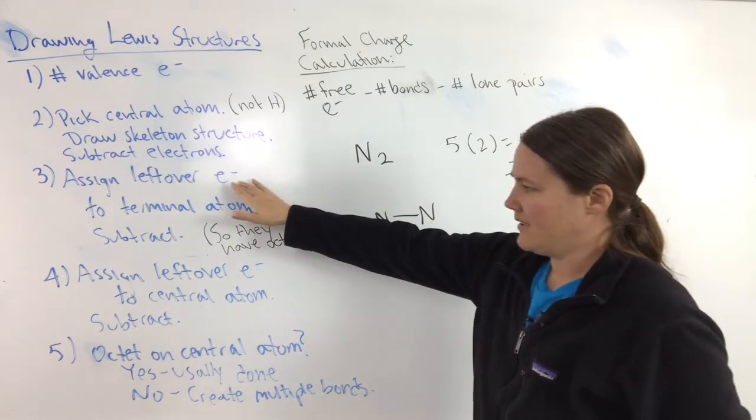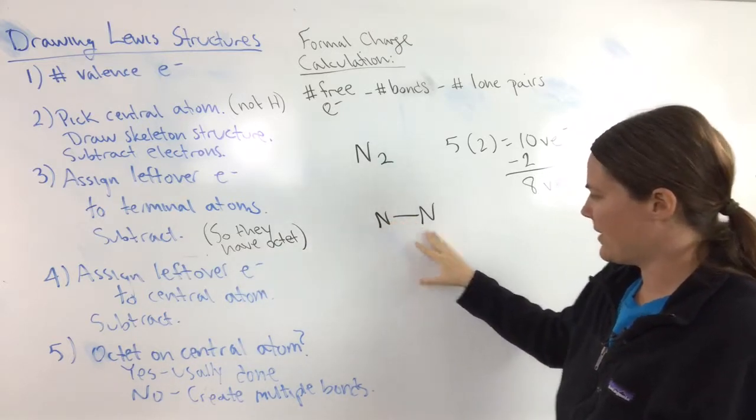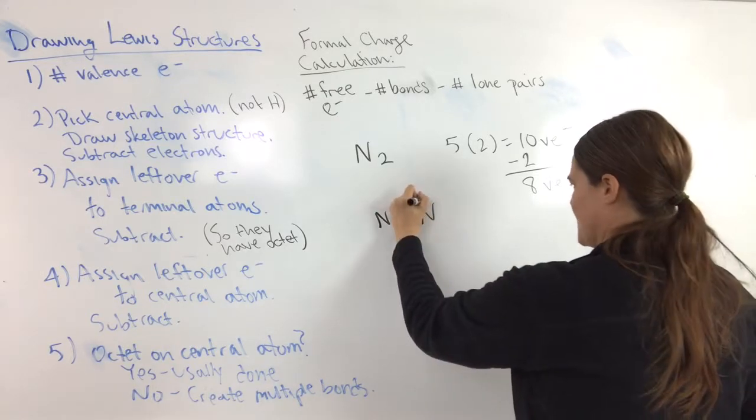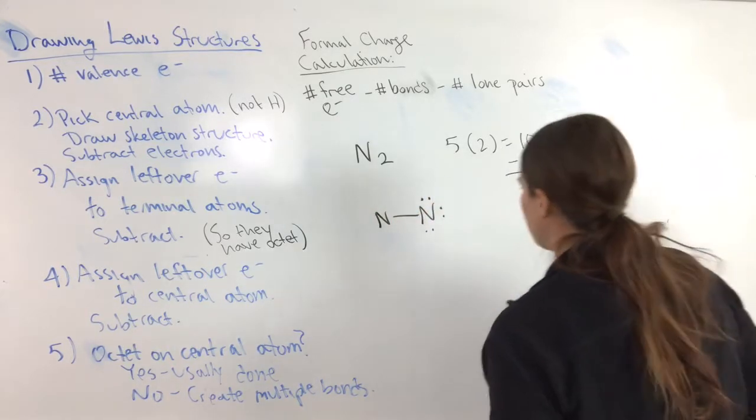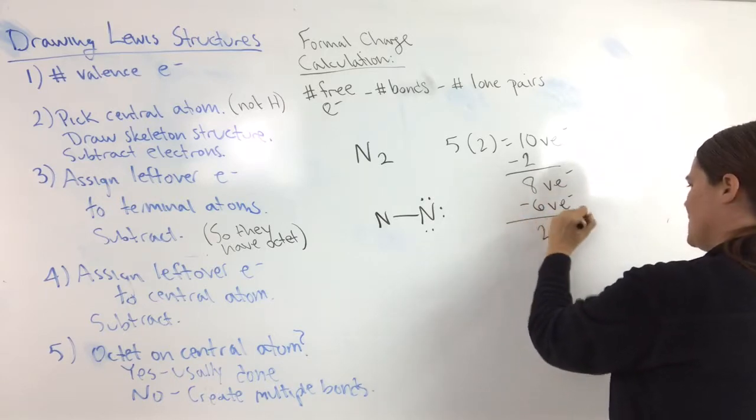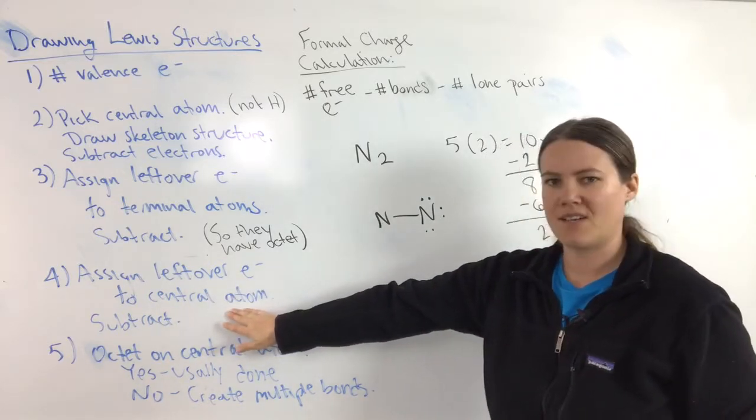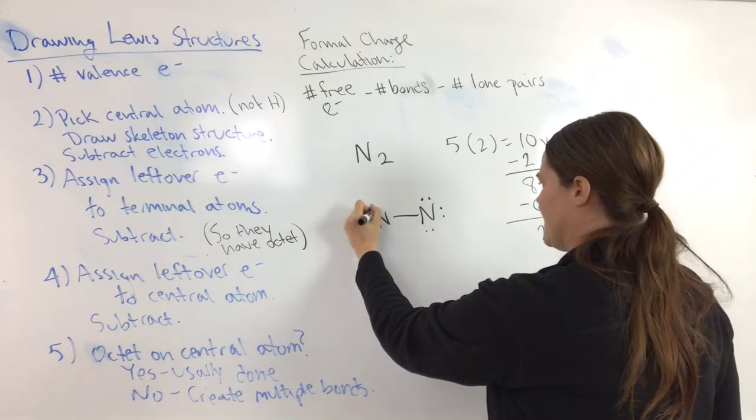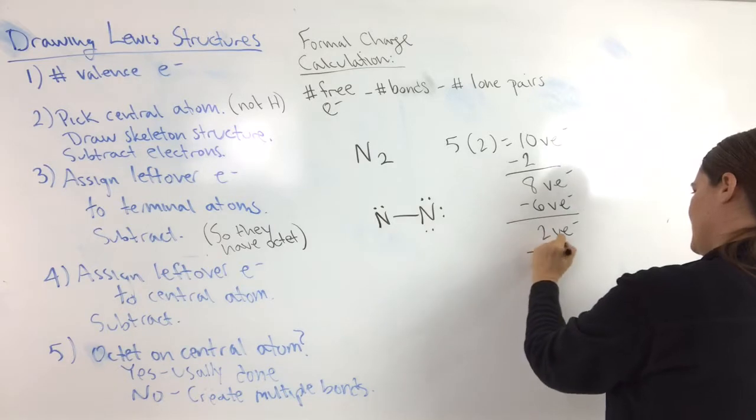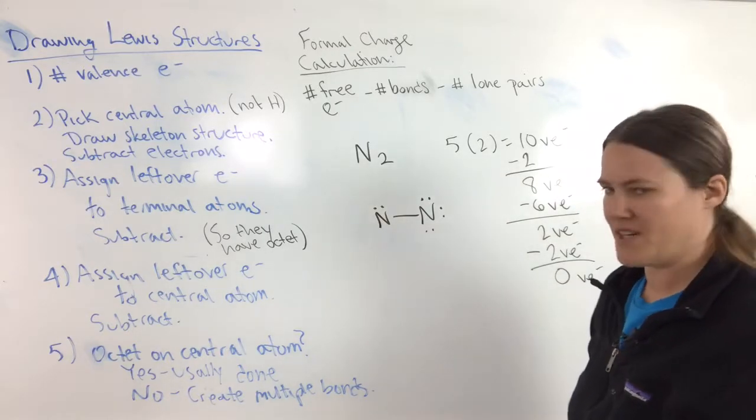Now we assign leftover electrons to the terminal atoms so that they have an octet. We have 1 terminal atom, which already has 2 electrons. We want to give it 8, so we're going to give it 6 more: 1, 2, 3, 4, 5, 6. Now we subtract the 6 and we have 2 more valence electrons to assign. Now we go to this rule, assign leftover electrons to the central atom. We put those 2 on this nitrogen, which is our central atom. Now we subtract these 2 electrons, and we have 0 electrons left. We've placed all of the electrons that we have.